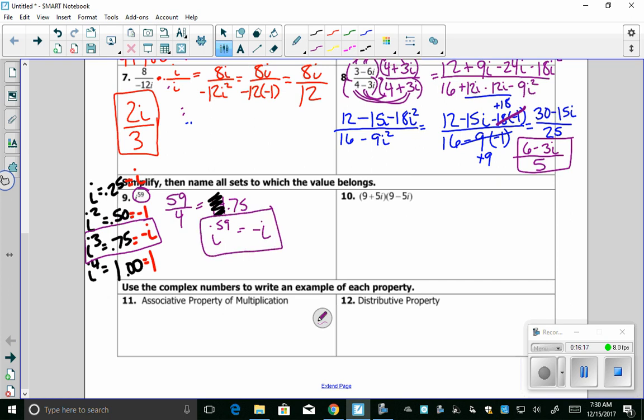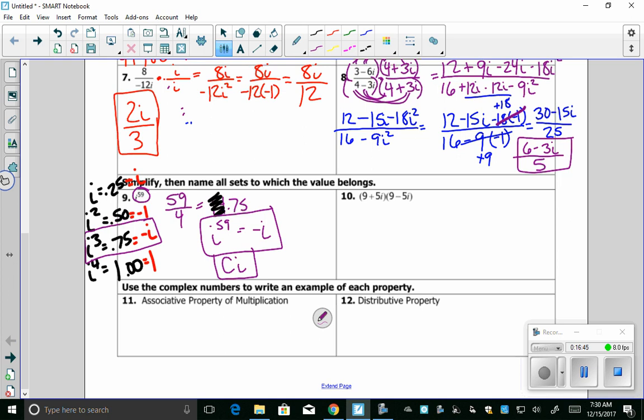That's the simplified part. The second part says to name all the sets to which this value belongs. Well, all numbers are complex, whether they're real or imaginary. And because it includes i, and just i, nothing else, it's also imaginary. It's a pure imaginary number.